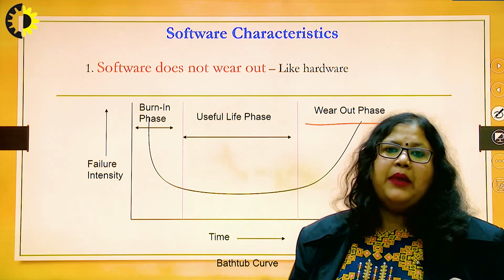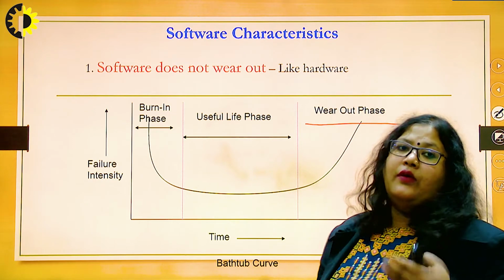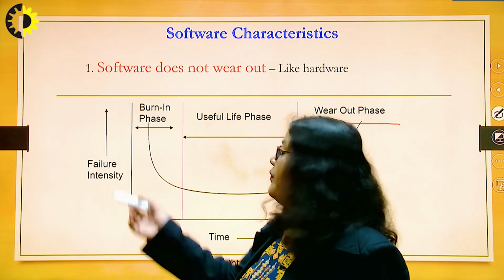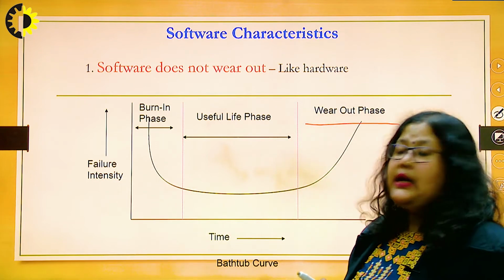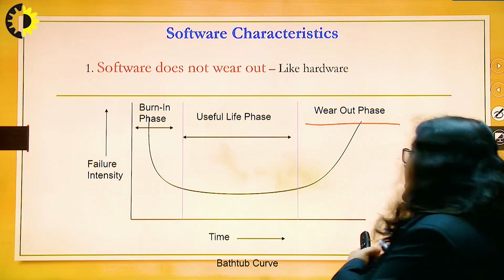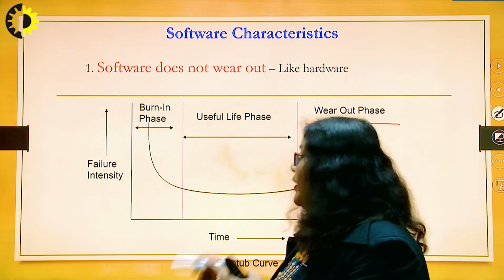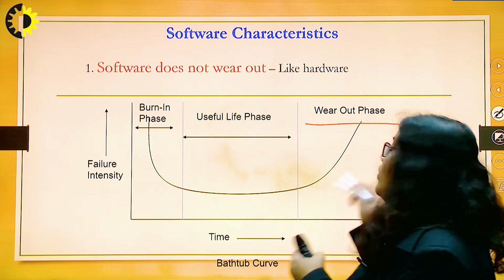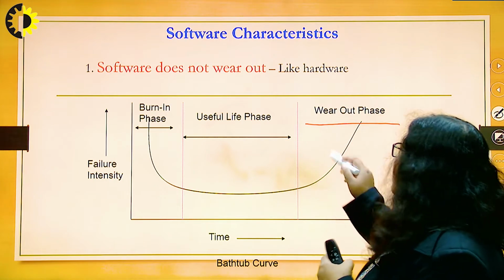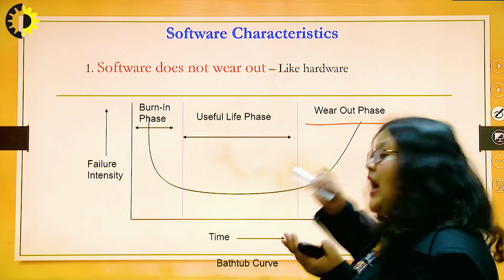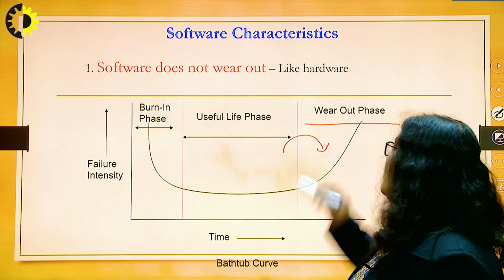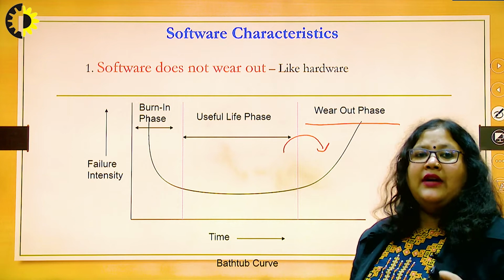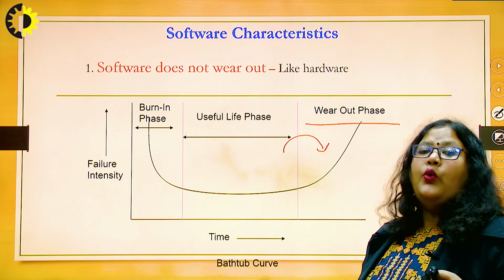So this is the basic working of the hardware product, and this curve has two axes, the failure intensity and the time. When the time increases, the productivity of the hardware product goes down and it moves from the useful life phase into the wear out phase. So this is the basic diagram of the hardware curve. This curve is known as the bathtub curve.